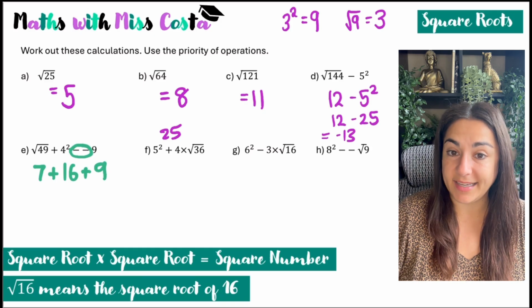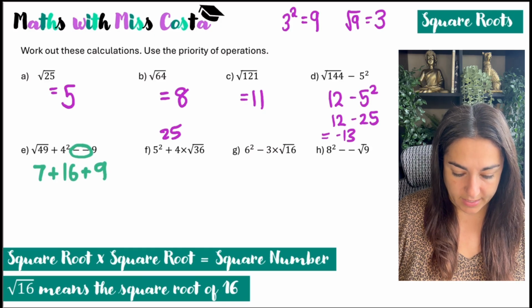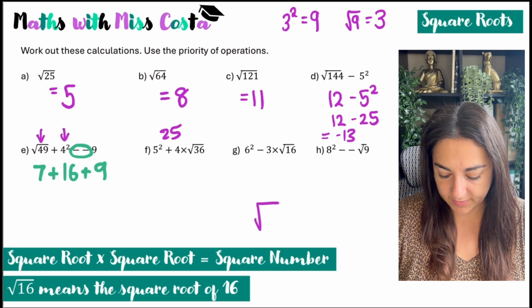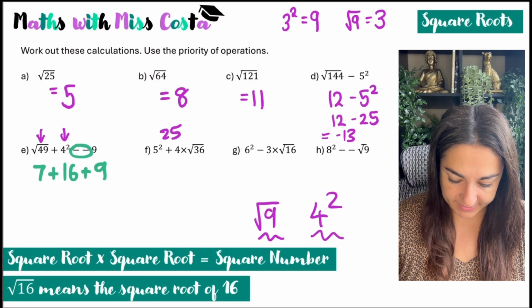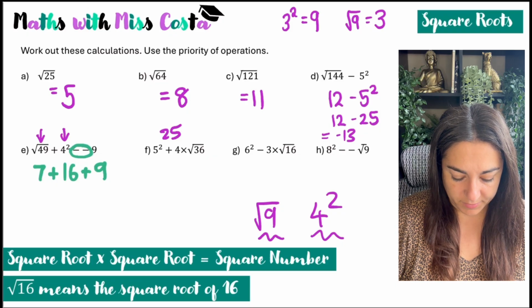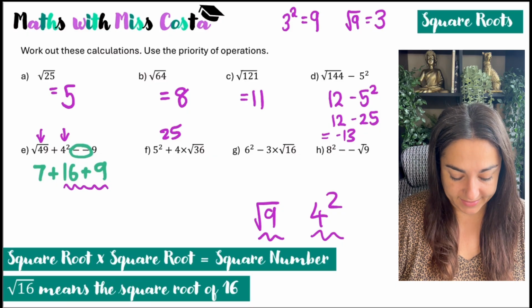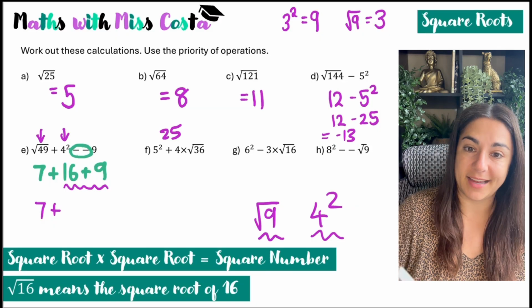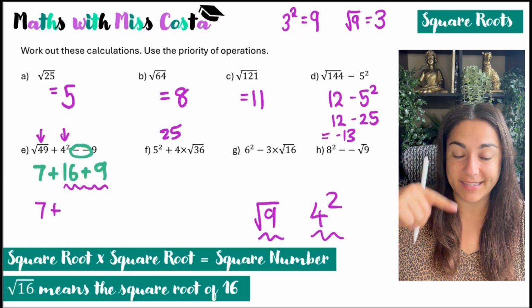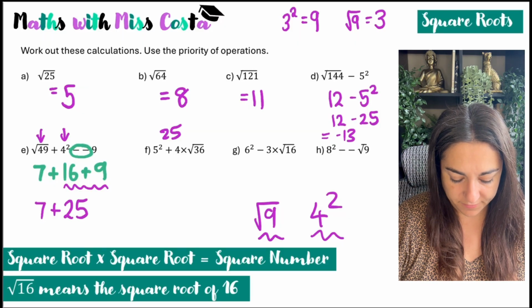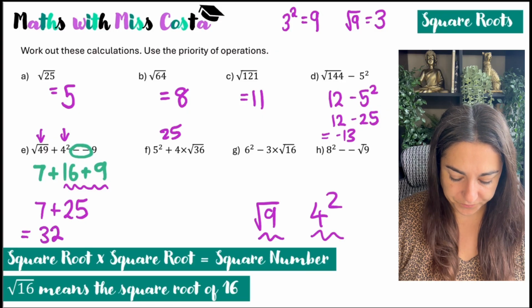Okay, so I just work out each part individually. And I do the indices first, in square roots. So anything like this or this is an indice. It's the I in BIDMAS. So 7 plus 16 plus 9. I'm going to do 16 plus 9 first because it's easier. You can do it in whatever way you want to. It's just adding 9 is the same as adding 10 and taking away 1. So 16 plus 10 is 26, take away 1 is 25. And then 7 plus 25 is 32.